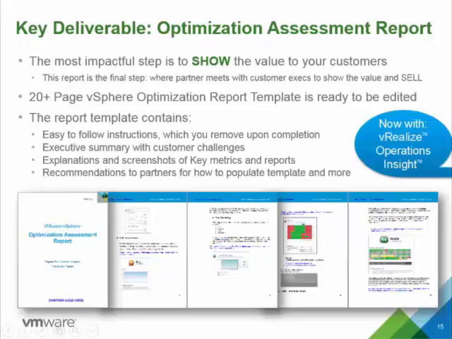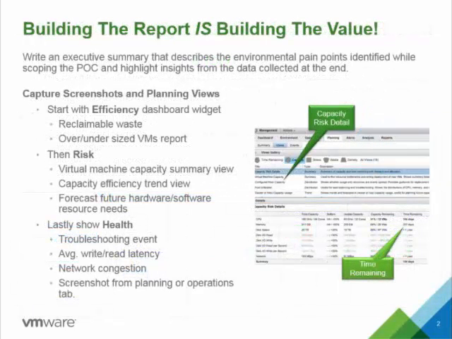The optimization assessment report is really the key deliverable in the sales program, and you want to think of that as your secret sauce. Everything that you're doing is coming to this point, and that report is going to show all the value of what VROps can do for them. It's going to show the customer how much more efficient they can be and how much money they can save. Remember, the data they're looking for is related to their environment, so it's a direct relation of the cost savings to them specifically. By building the report, you are essentially building the value of VROps.